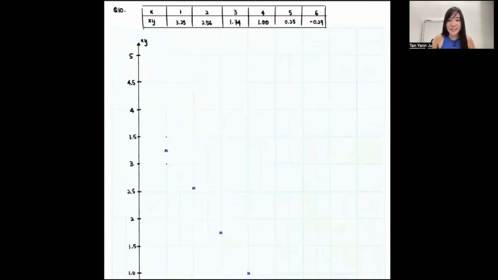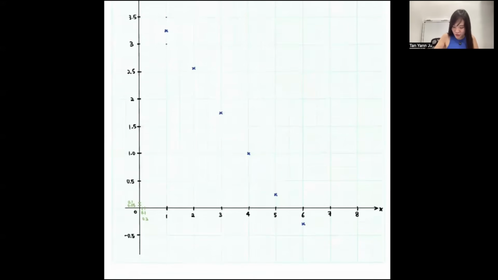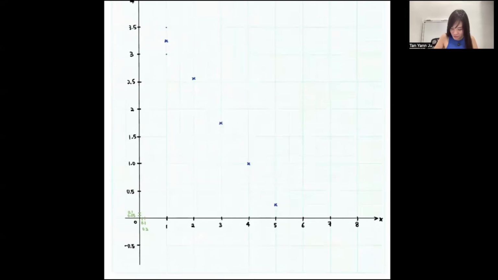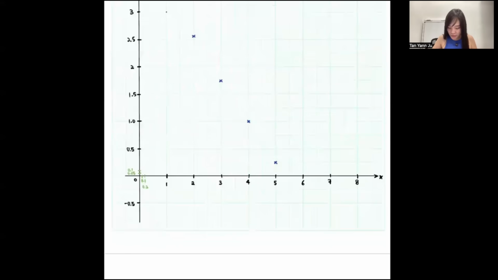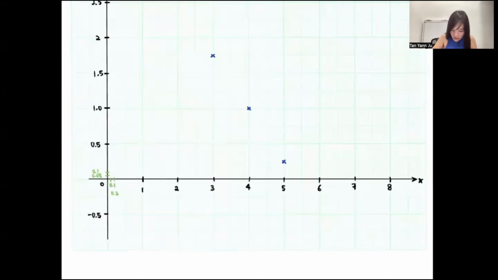Oh my God, guys, I realized my mistake. You must be shouting there, my dear. The last one is wrong. Why was I getting negative 0.29? My dear, 6 times negative 0.09 is negative 0.54. Careless, my dear. So negative 0.54 here.